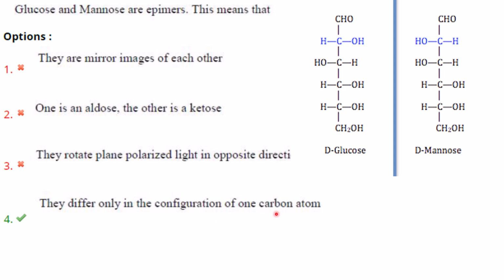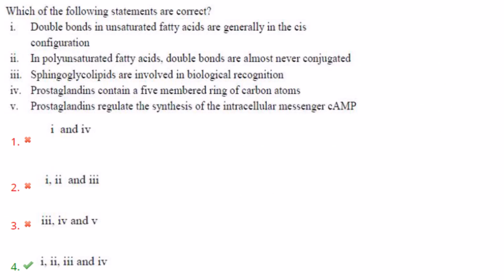They differ only in the configuration of one carbon atom, yes, C2 at position 2. So that statement is correct. So 4 is the answer. Now which of the following statements are correct? Double bonds in unsaturated fatty acids are generally in the cis configuration. Yes, that is correct. They are in the cis configuration.